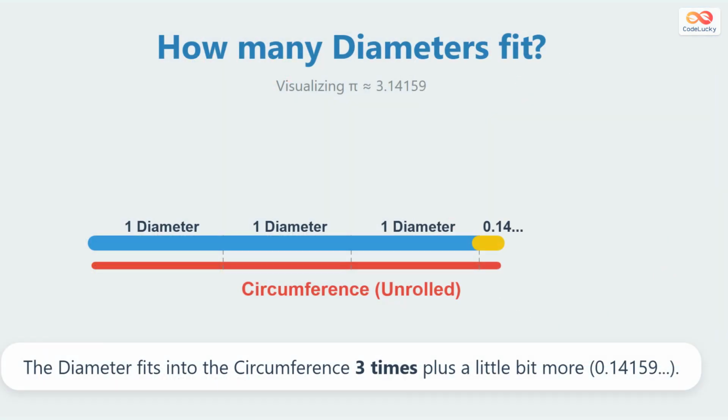To visualize this, imagine taking the diameter of a circle and laying it along the outside edge. You will find that the diameter fits exactly 3 times, with a little bit left over. That remaining part is roughly 0.14159 of the diameter. This is why pi is approximately 3.14.